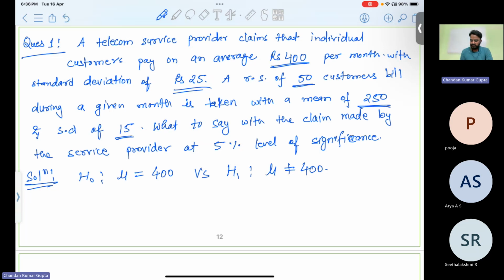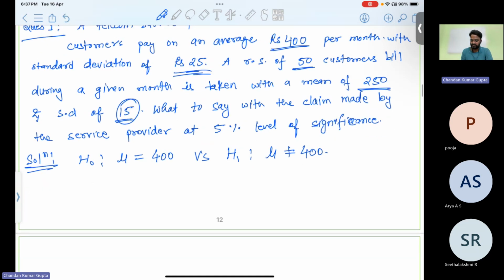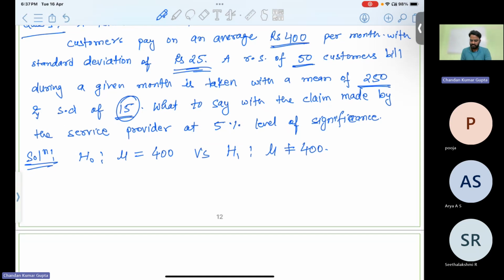And here, sigma square is known. This quantity is just given randomly, and there is no need to use it, because when we are discussing testing of the mean, either sigma square is known or sigma square is unknown. So sigma square is known, that is 25. In that case, our test statistic will use sigma equal to 25, and n is also given, that is 50.